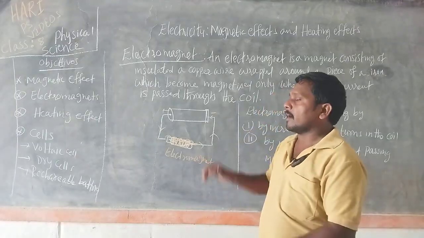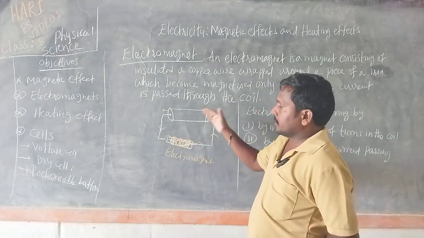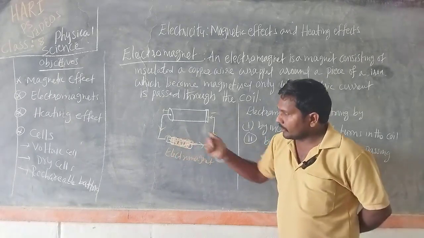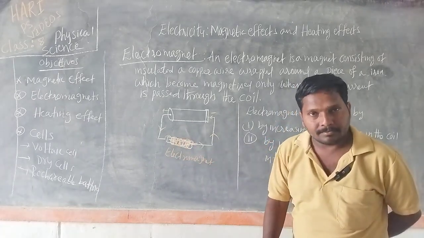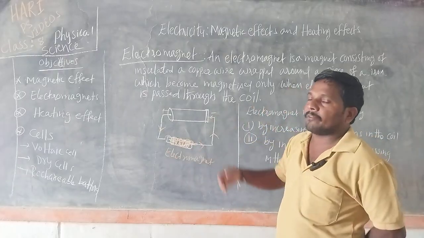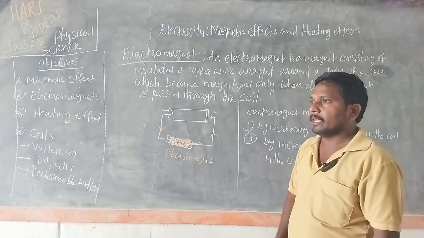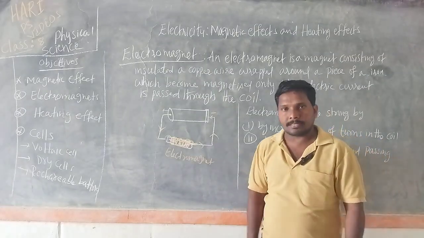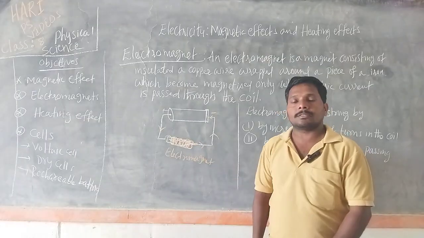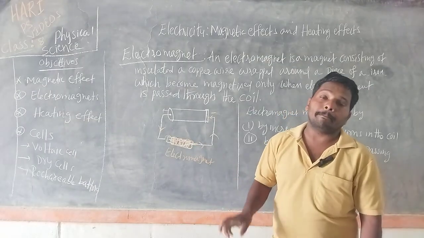But in case of soft iron, once electric current is passed through it, the soft iron acts as a magnet. Once we switch off the electric current, the soft iron loses its magnetic property. That's why instead of alloys, instead of other metals, we use soft iron for making electromagnets.